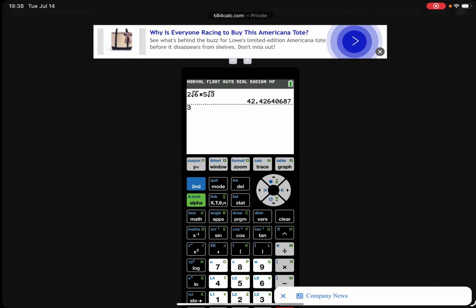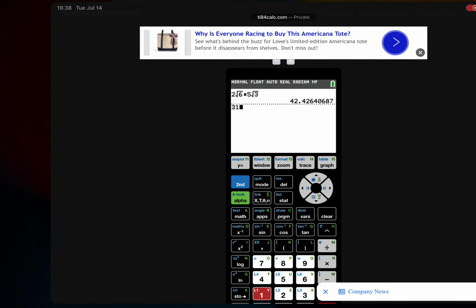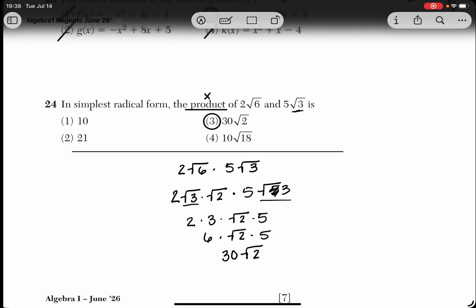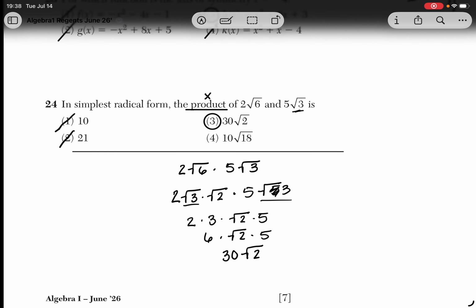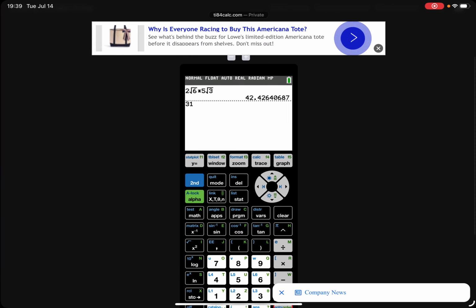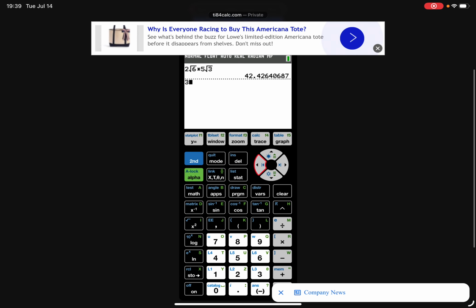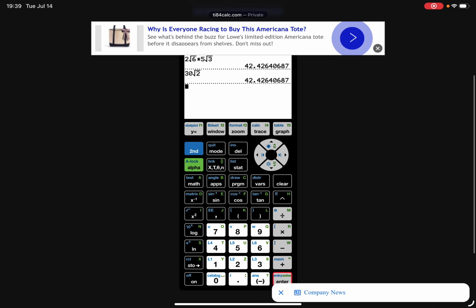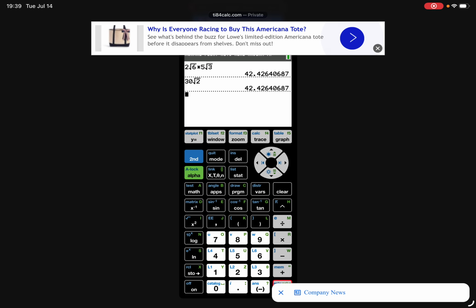So since we know that our value is in the 42 range, we also know that 1 and 2 can't be correct. So now we're in between 3 and 4. We're just going to plug in those two values to calculate and see which one equals our value that we got. So 30 square root of 2 and then 10 square root of 18. That one is the same, but let's just check with the last one. 10 second square root of 18.